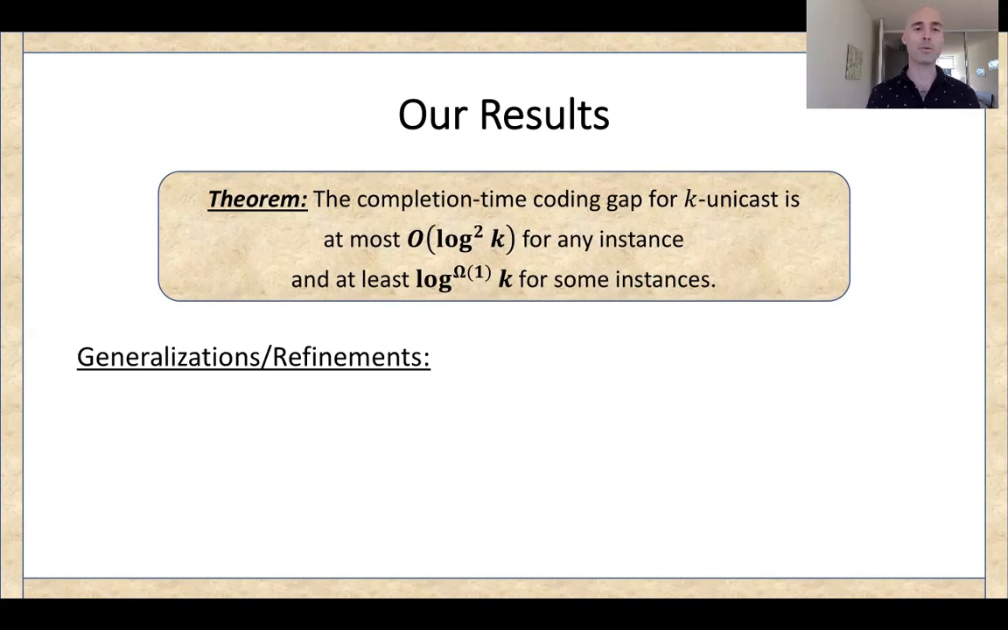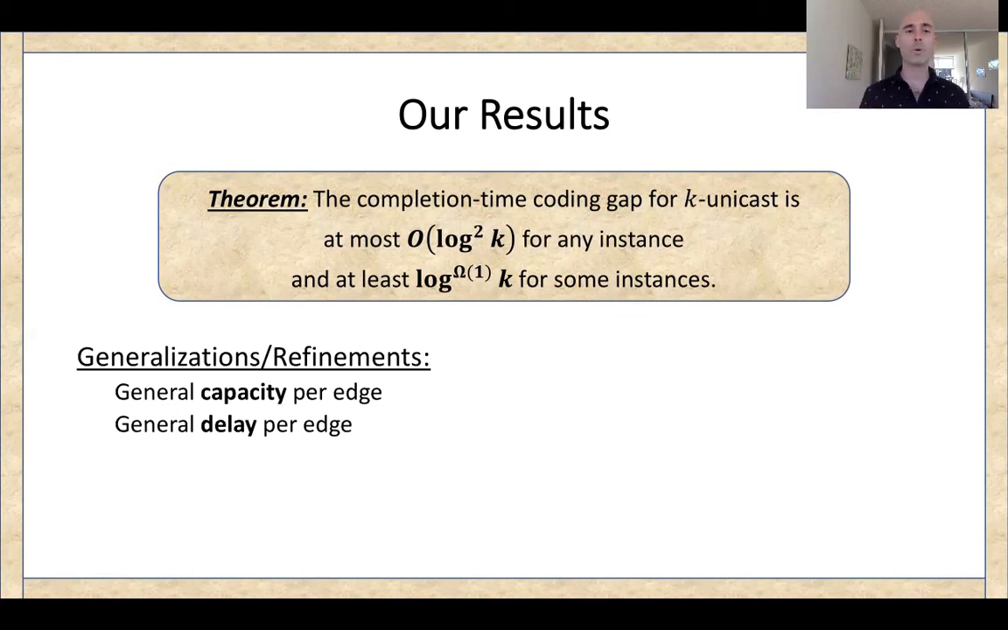Some extensions studied in this work, which we didn't address in this talk. In this talk, we assume that each edge can only send 1 bit per round. We can generalize this to general capacities per edge. We also assume that the time to cross an edge is exactly 1 round. We can generalize this to arbitrary delays for each edge. And in the talk, we only focused on maximum completion time. We can also address average completion times and other functions of the individual completion times. And for all of these generalizations and extensions, we get the same bounds as in the main theorem above.